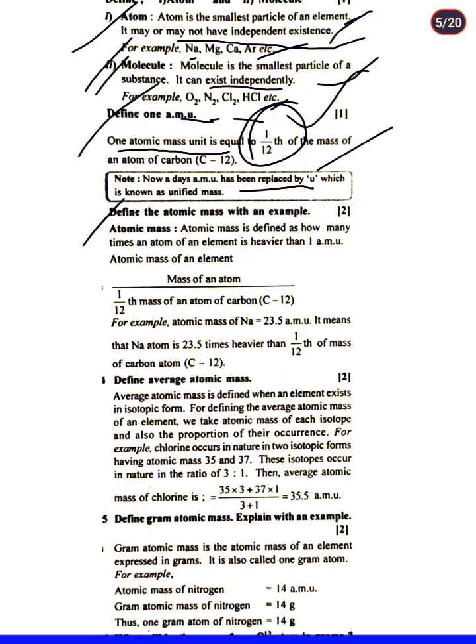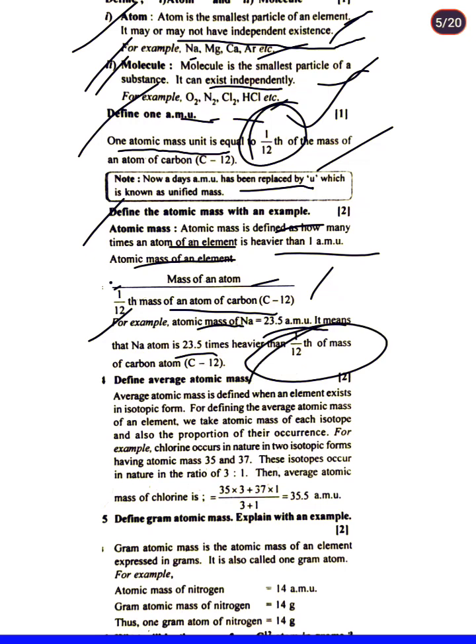Next, atomic mass and average atomic mass. Atomic mass is defined as how many times an atom of an element is heavier than 1 AMU. It can be written as the mass of an atom over 1/12 the mass of an atom of carbon C12. For example, the atomic mass of sodium is 23.5 AMU. It means that a sodium atom is 23.5 times heavier than 1/12 the mass of a carbon atom. So basically you can find the value of any element by comparing with the carbon atom.